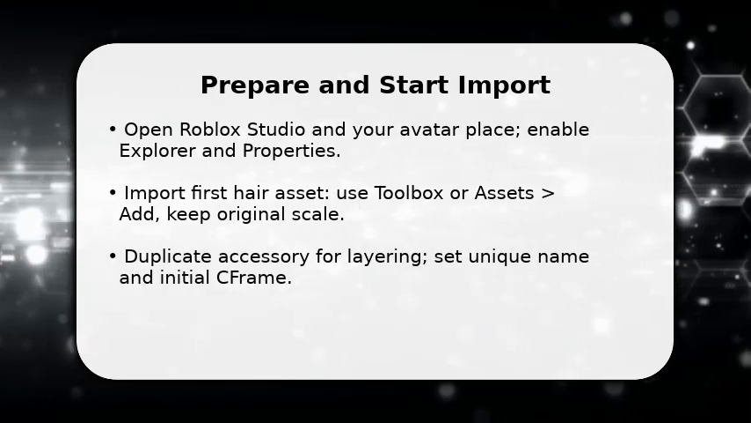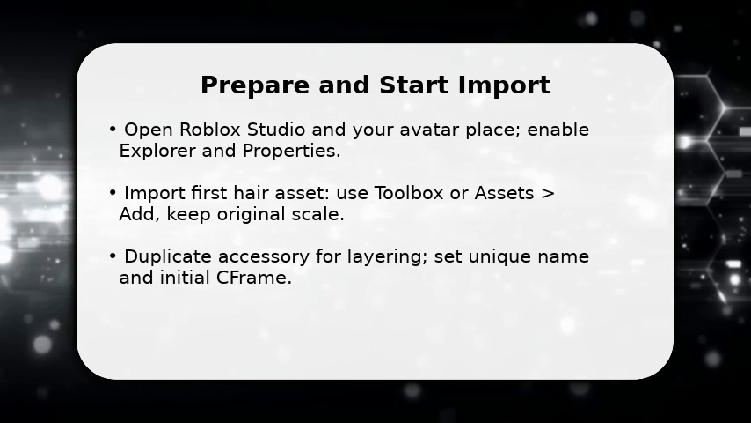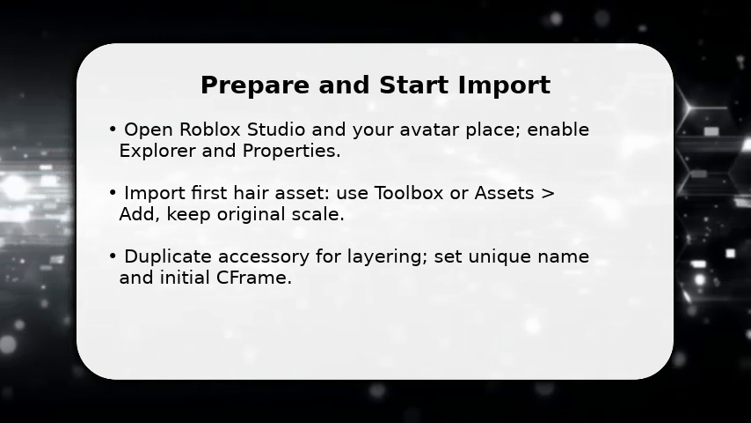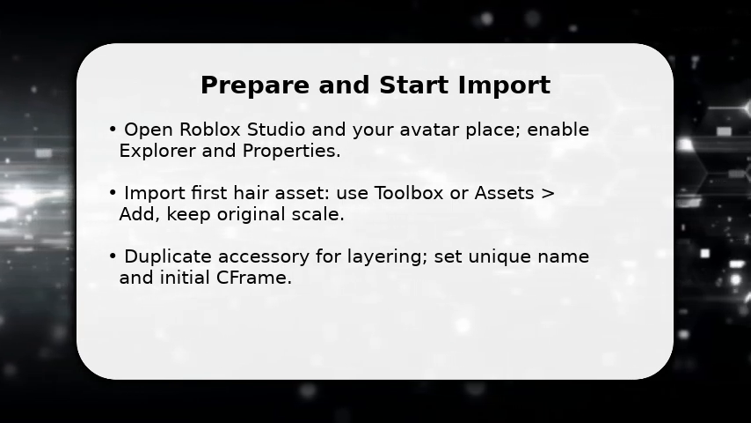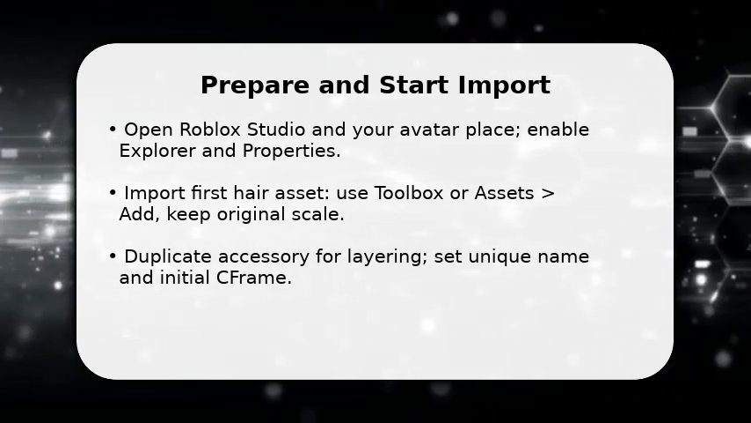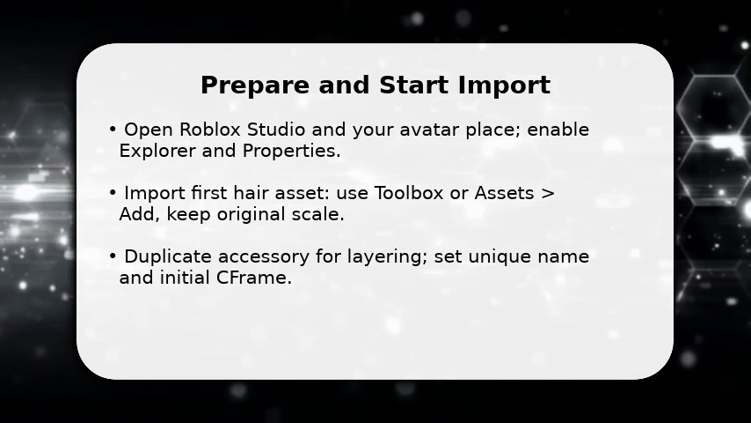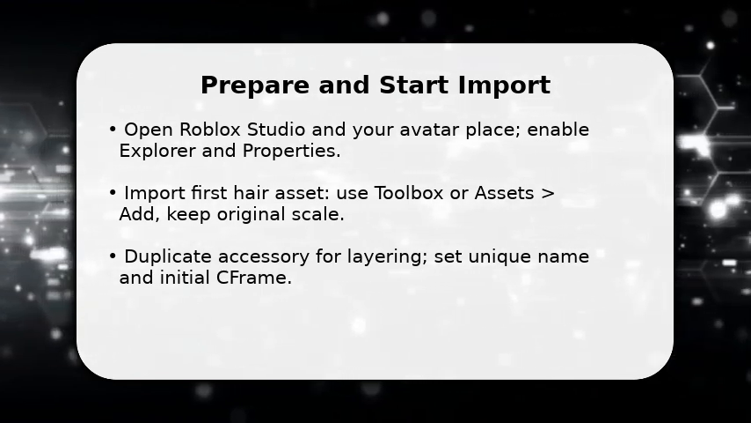You begin by preparing the place and importing the first hair asset so you can layer others on top. Once the hair is in, position it roughly on the head and set a clear name so you don't get lost. Make sure Explorer and Properties are visible. This saves time adjusting transforms.